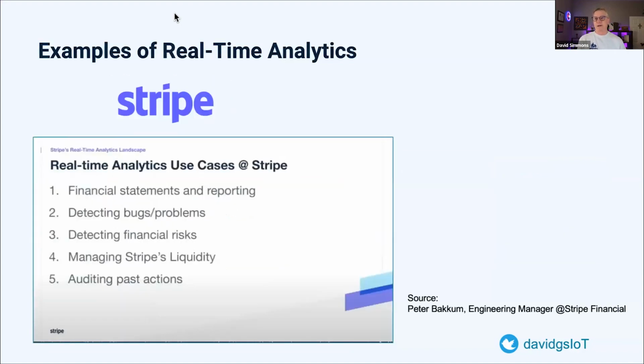Stripe uses Pinot for real-time analytics for financial data and reporting. It's great for finding bugs, right? If your software is having something go on a periodic basis, it's a good way to watch for those things to happen and see them in real time, so that you can look at the system in real time and find out what's causing it, right?